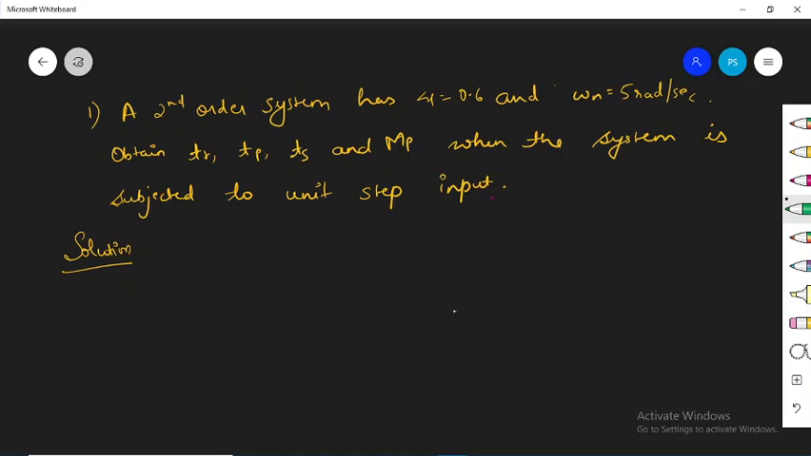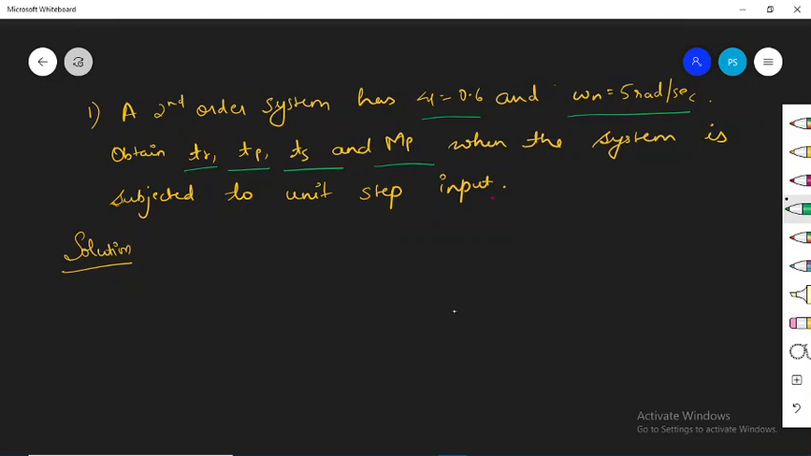A second order system has got the value of zeta equal to 0.6 and omega n equal to 5 radian per second. And we have to obtain TR, that is rise time, TP, peak time, TS, settling time, and MP, that is the maximum overshoot, when the system is subjected to unit step input.